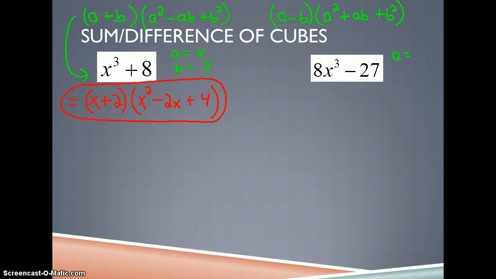So for this example, our a is 2x, and our b is 3. So when we go to factor this, 2x minus 3 times a squared, that'll give us 4x squared, minus 6x plus 9. And again, this trinomial will not factor. So that's it. That's all these are for the sum and difference of cubes. You'll get more comfortable with these formulas, so to speak, as we do more and more of the examples.